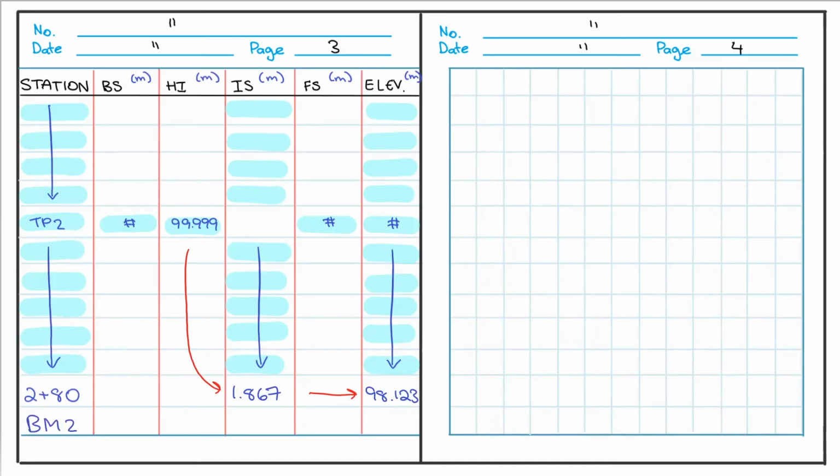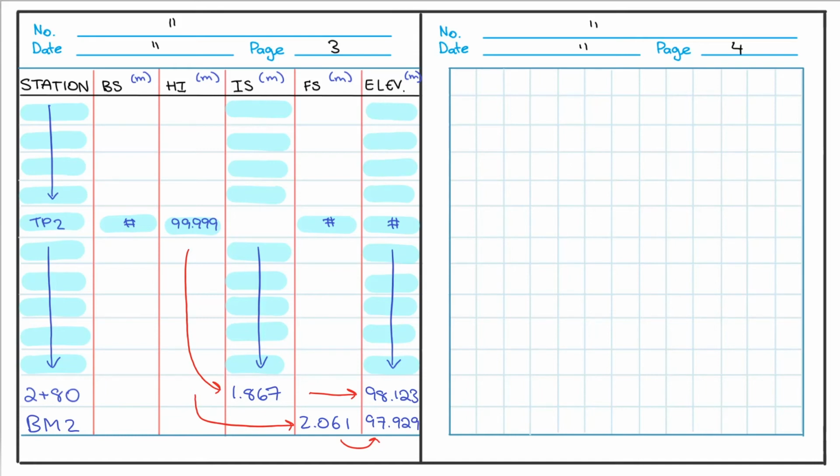Since this is a benchmark, the reading must be entered in either the backsight or foresight columns. Since we are looking forwards towards the end of the path, this is a foresight. With this foresight, we calculate what the elevation of the benchmark is. After the elevation of the benchmark has been calculated, we then compare it with the known elevation of the benchmark to determine what the error in our survey was.